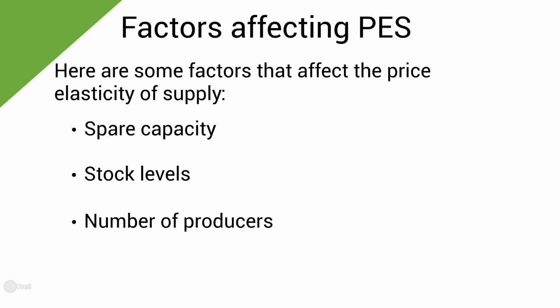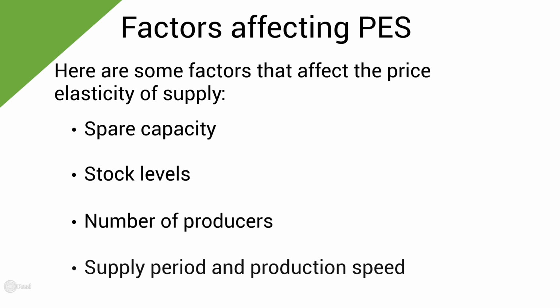A final factor that we will look at is the supply period and production speed. For example, let's have a look at the supply of eggs. The supply of eggs is fairly elastic as there is a short time span from chickens producing eggs and egg-related products reaching the market. If there was to be a huge increase in the price of eggs, farmers would purchase more chickens or breed more chickens and therefore increase the quantity supplied in the market.